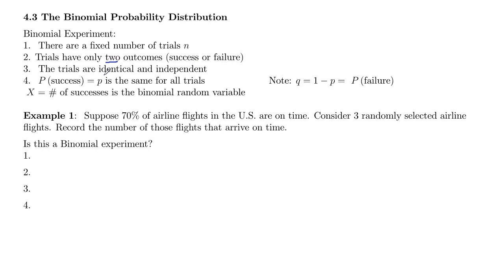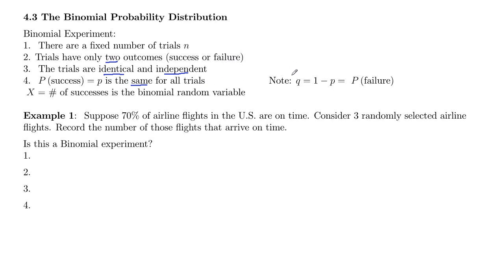The trials need to be identical and independent, so the probability of success from one trial to another should not change. It should be independent. And then your probability of success equals p. We're going to use lowercase p. That is the same for all trials. So these are actually related to each other, those properties.